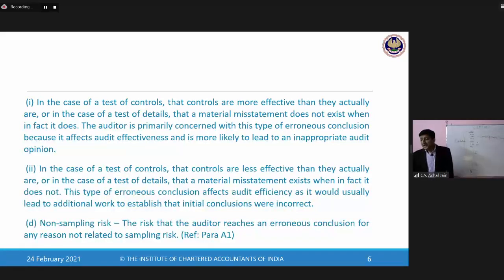The auditor is primarily concerned with this type of erroneous conclusion because it affects audit effectiveness and is more likely to lead to an inappropriate audit opinion.